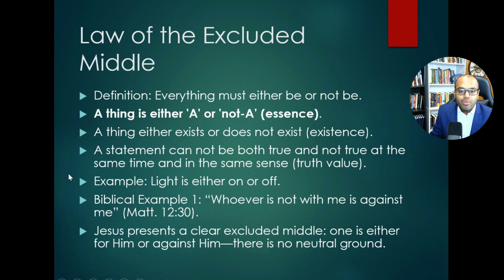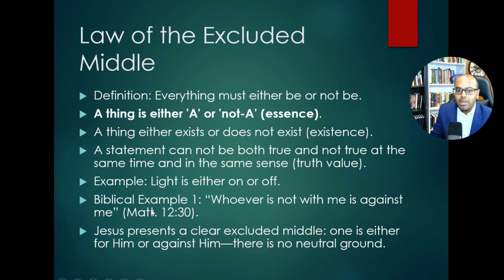Let's look at the third one, which is called the law of excluded middle. The definition is everything must either be or not be. In other words, a thing is either A or not A. That's an essence. A thing either exists or does not exist. It's an existence. A statement cannot be both true and not true at the same time and in the same sense. That's a truth value. For example, light is either on or off, right? So light cannot be both on and off at the same time. So it is either on or off.